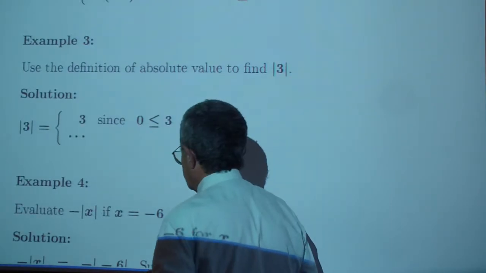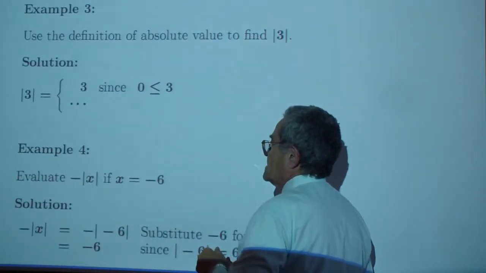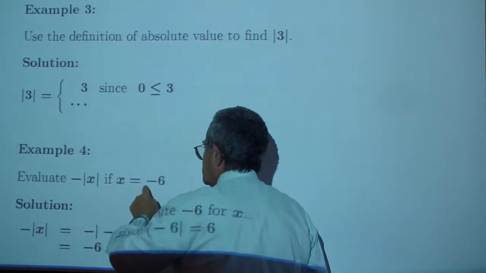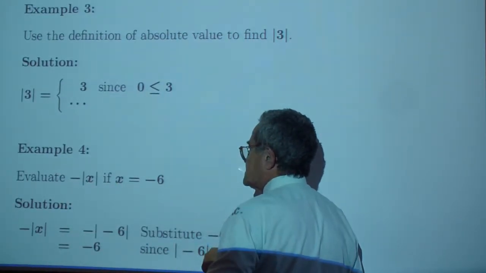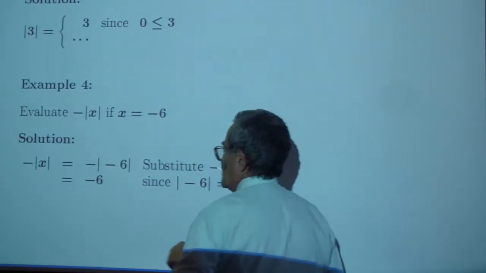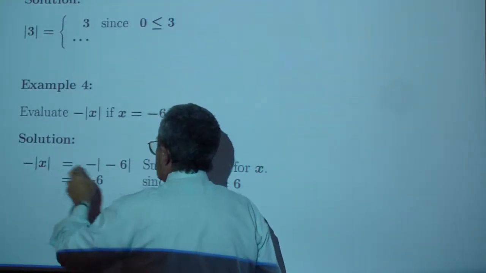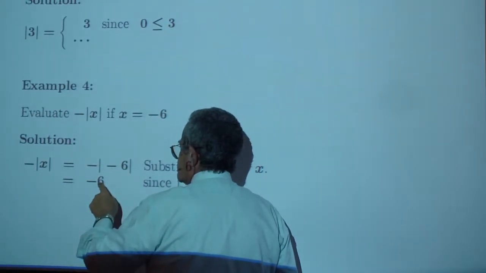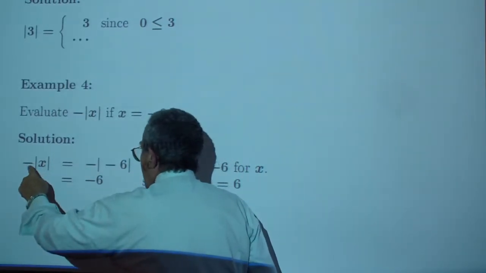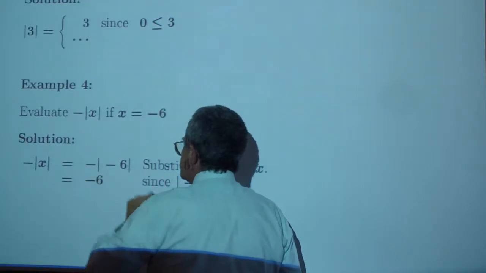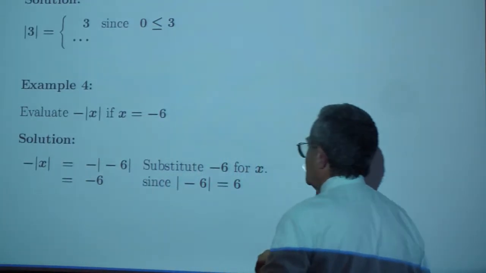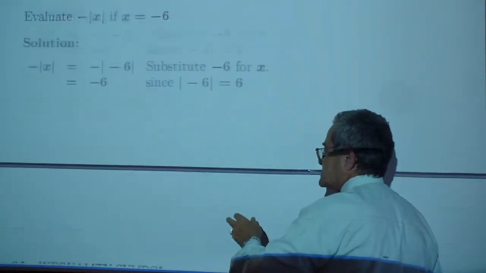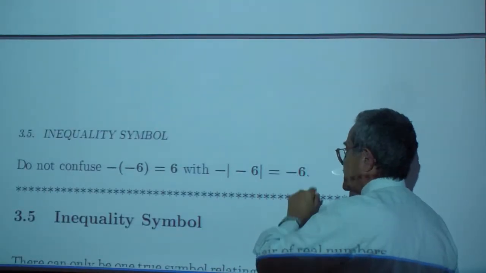Now, evaluate negative absolute value of x if x is -6. Well, if x is -6, put the -6 between the bars. The absolute value of -6 is +6, and the opposite of that number is -6. So substitute -6 for x, and since the absolute value is 6, the result is -6.